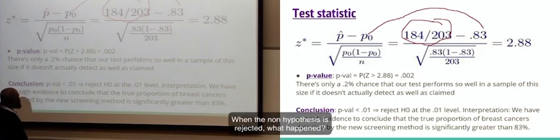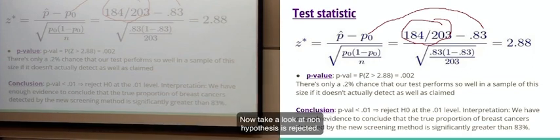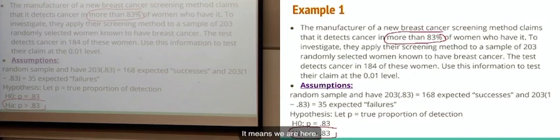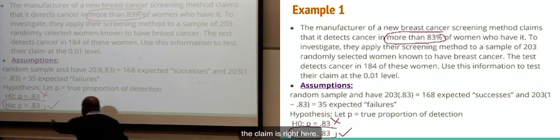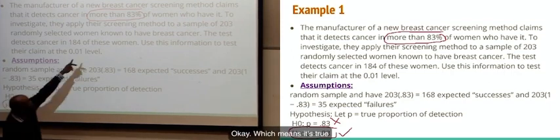When the null hypothesis is rejected, what happens now? Take a look at this. Null hypothesis rejected, it means we are here. We're rejecting the null here. Where is the claim according to the question? The claim is right here. Then it means this time around, that claim is right. Okay, which means it's true.